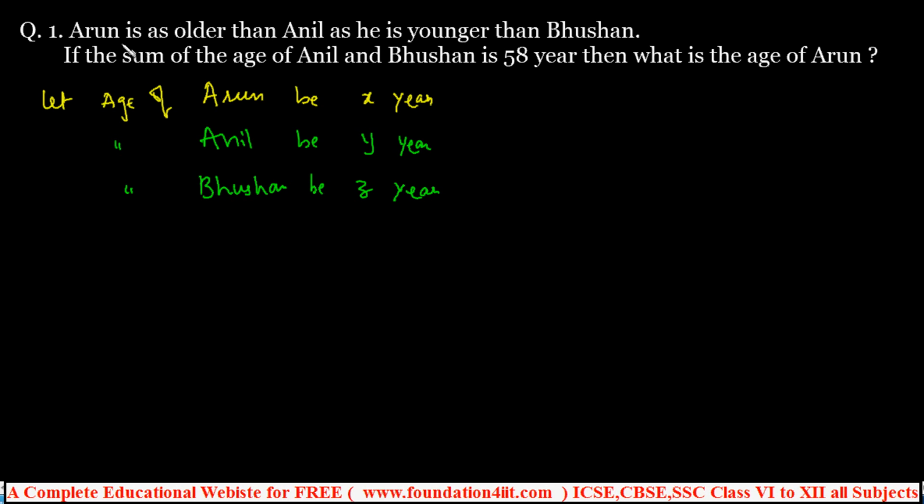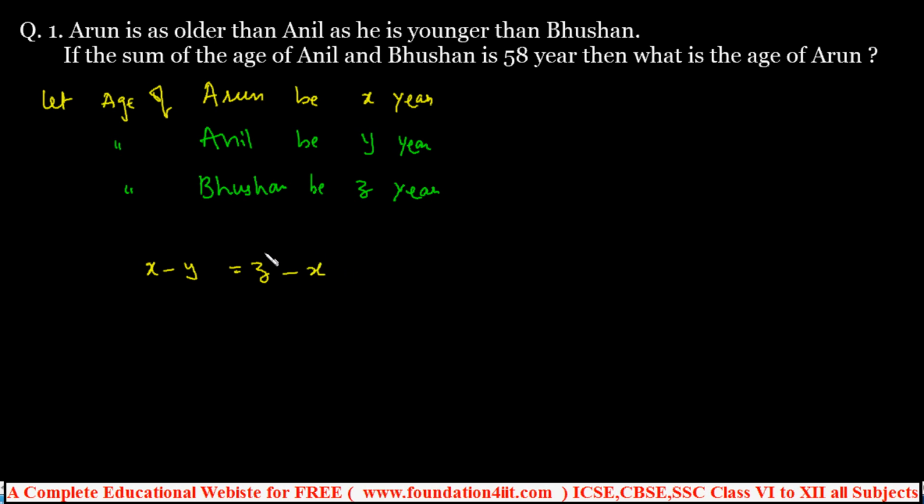Right now, Arun is as much older than Anil as he is younger than Bhushan. That means Arun's age minus Anil's age, because Arun is older than Anil, whatever the answer is coming, that means x minus y from the equation. Arun is older compared to Anil, so Arun's age minus Anil's age. As he is younger than Bhushan, same, Bhushan minus Arun, that means z minus x.